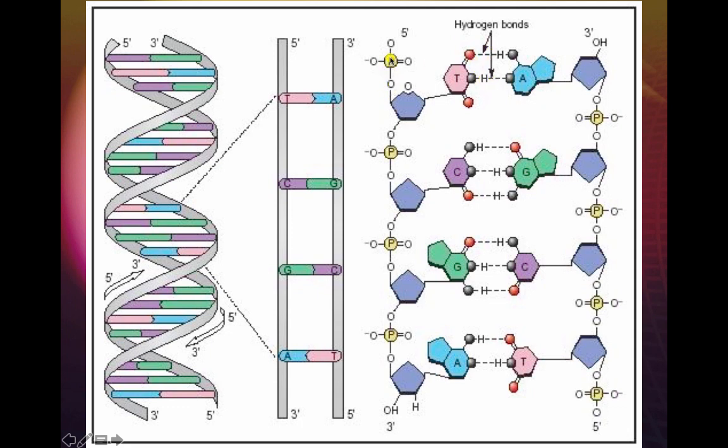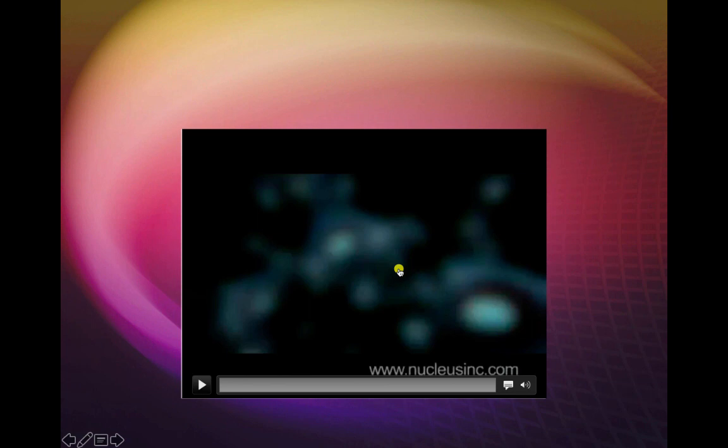But again, so you got phosphate, deoxyribose, phosphate, deoxyribose. That's the upright part of the ladder. Over here, same thing, deoxyribose, phosphate, deoxyribose, phosphate. And then you've got the rungs of the ladder, the steps. Those are going to be the nitrogen bases. Okay, just a quick video just to kind of show you what DNA looks like at the molecular level.